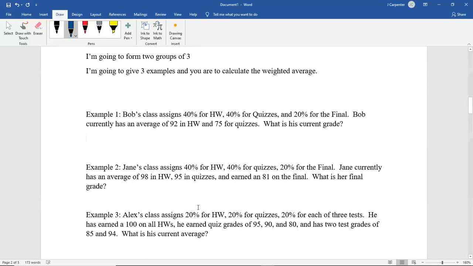Also, in example 3, you will notice that I did not give the quiz average. I gave you the 3 quiz grades. So I'm going to go ahead and give you a spoiler on this. You're going to need to average, regular old average, these 3 quiz grades. Then you can start the actual weighted average problem. Okay, so give me a minute.